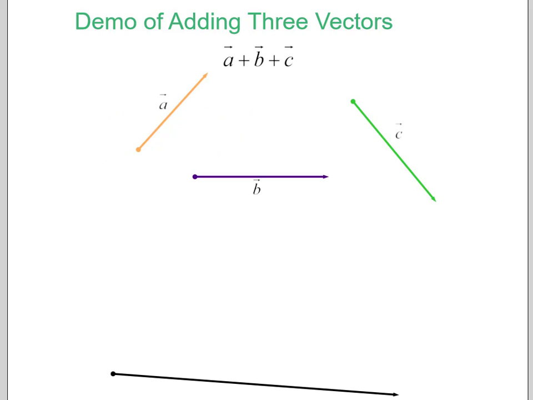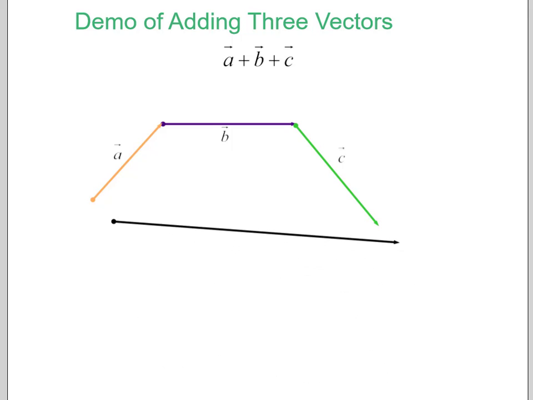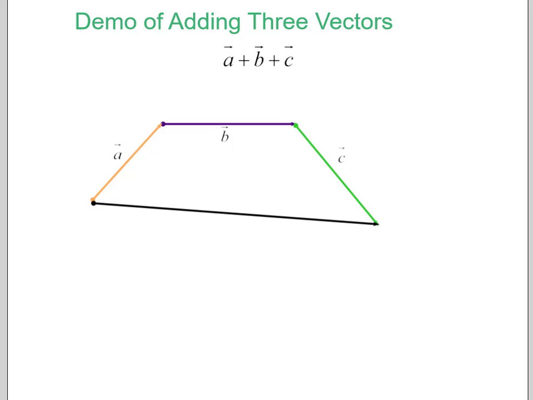Now when we get to three vectors, here's three vectors, A, B, and C. Okay, parallelograms and triangles go out the door, and we end up with just this long vector here. That's my resultant. So this is my resultant.